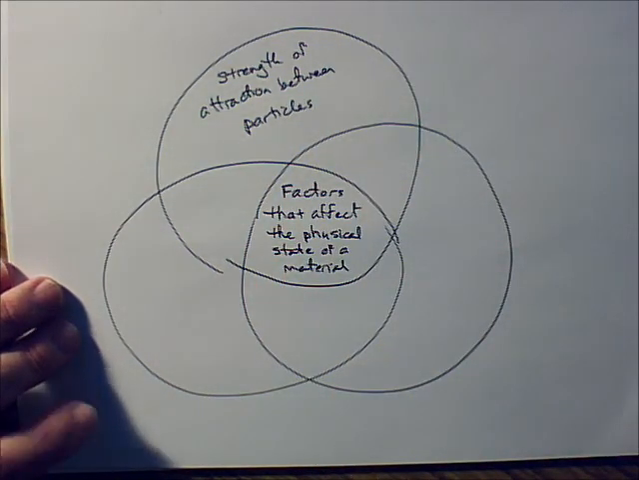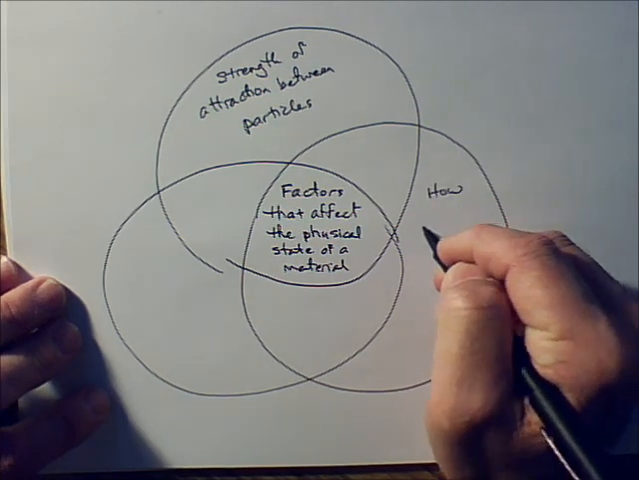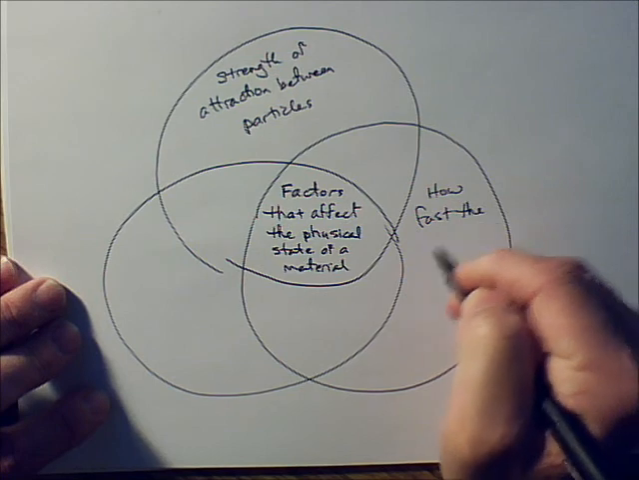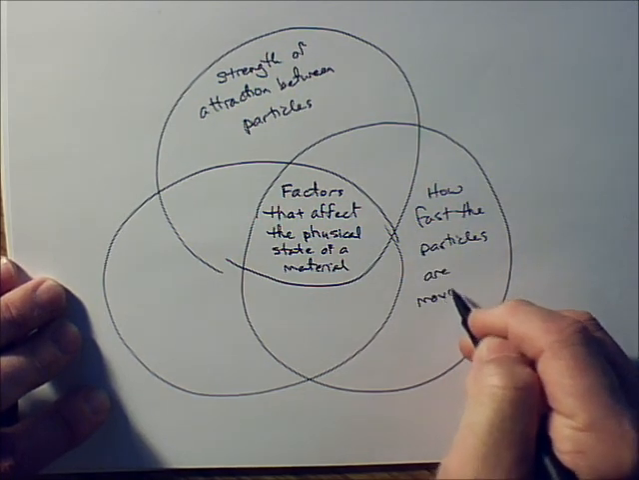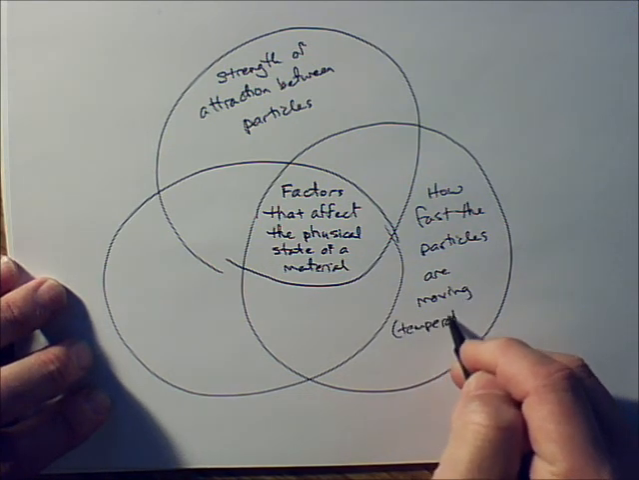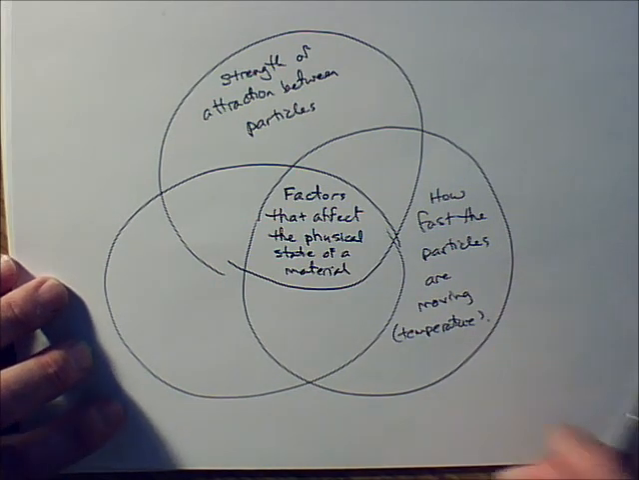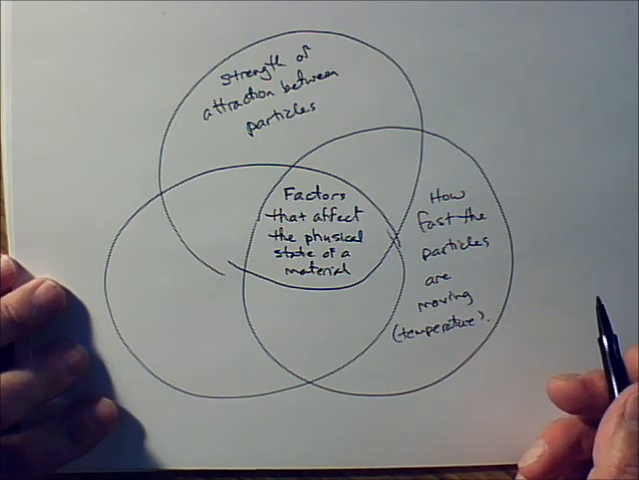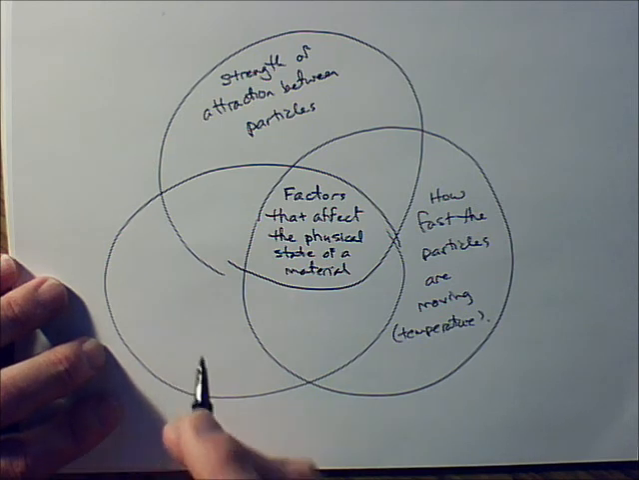Okay, so the strength of attraction between particles is one of those factors. Another is how fast the particles are moving. I think I remember seeing that in our homework. So that has something to do with temperature, doesn't it? Would this be called a Venn triagram? Because temperature is how fast particles move in a random fashion. And we also said that it has to do with the size and shape.